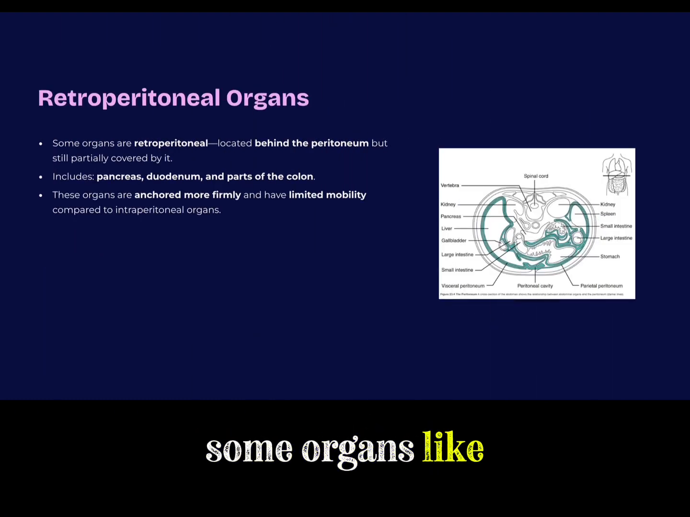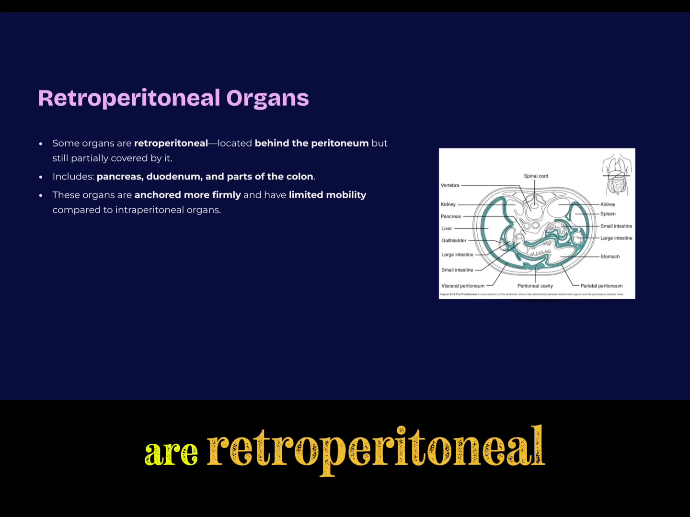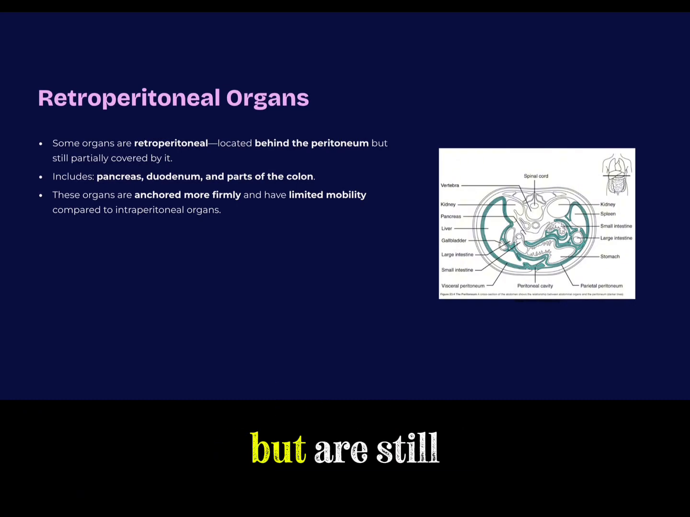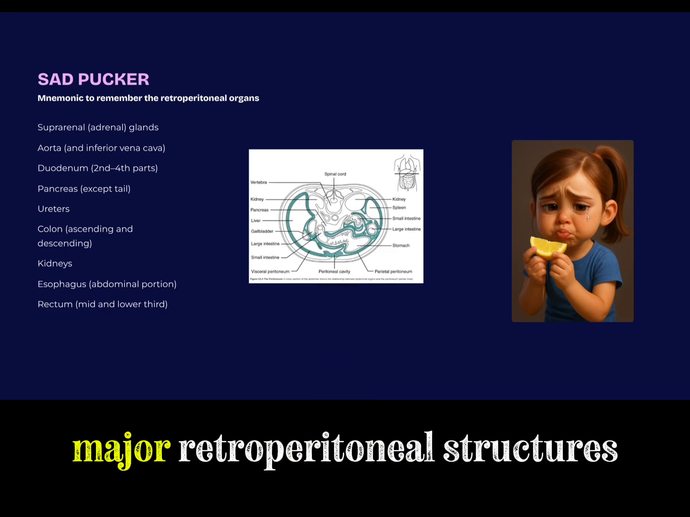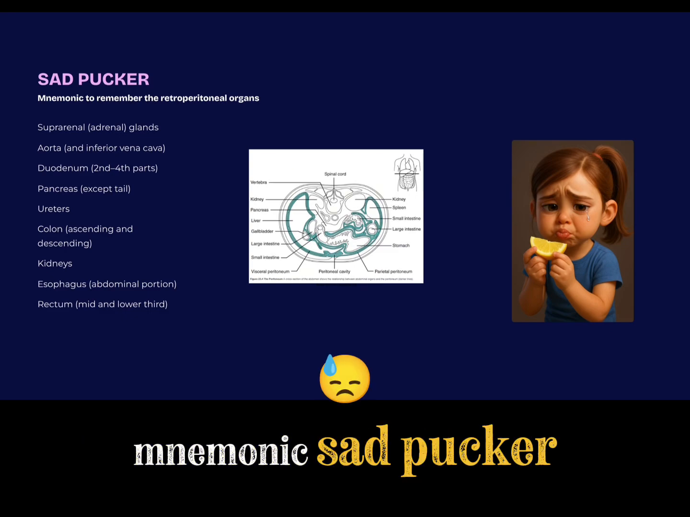Some organs, like the pancreas, duodenum, and parts of the colon, are retroperitoneal. They sit behind the peritoneum, but are still partially supported by it. A classic way to remember the major retroperitoneal structures is with the mnemonic SAD PUCKER.